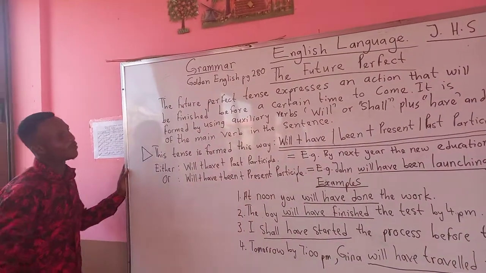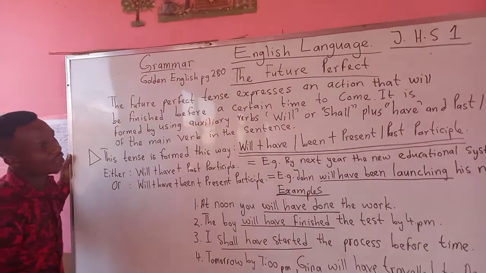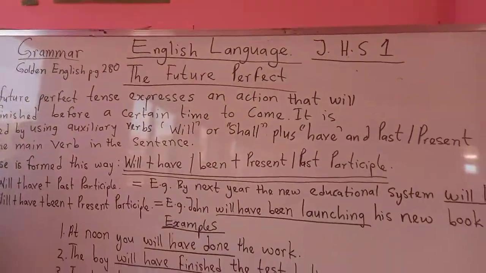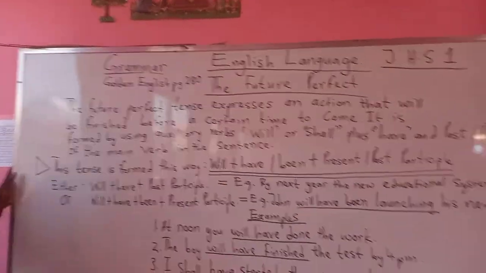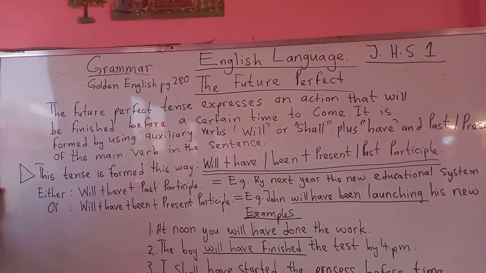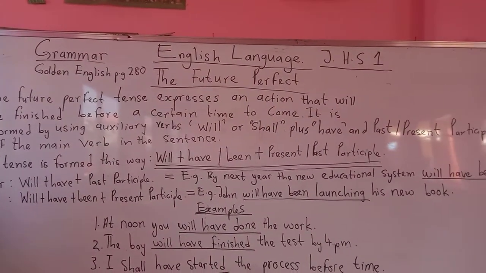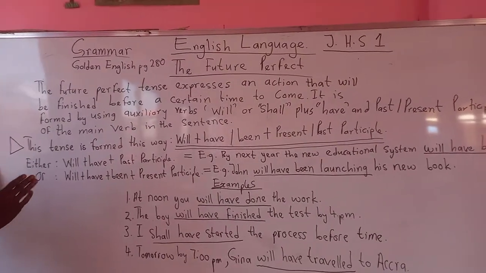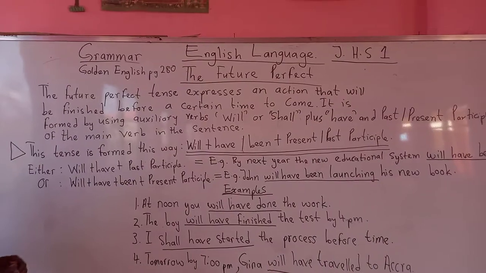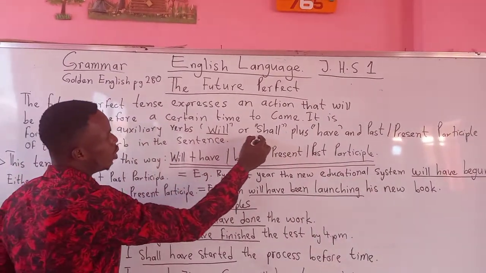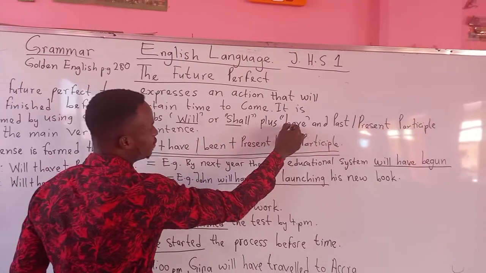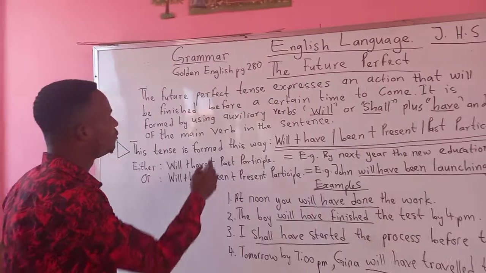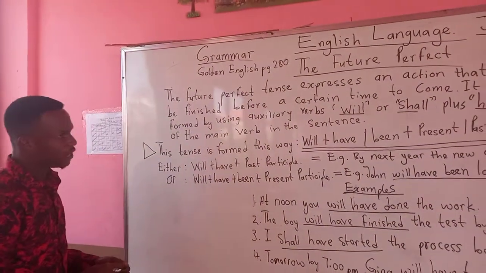It says the future perfect tense expresses an action that will be finished before a certain time to come. I take it again. The future perfect tense expresses an action that will be finished before a certain time to come. It is formed by using auxiliary verbs, which we have as will or shall, plus have, and past or present participle of the main verb in the sentence.